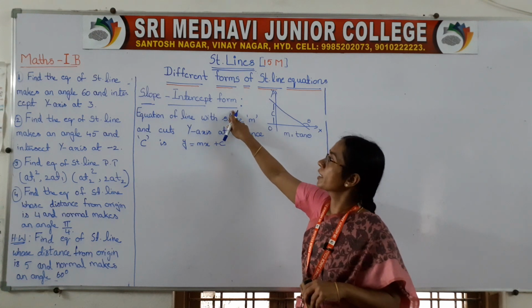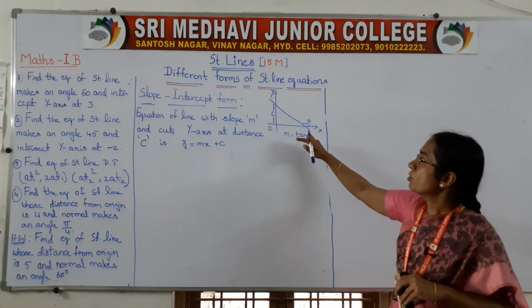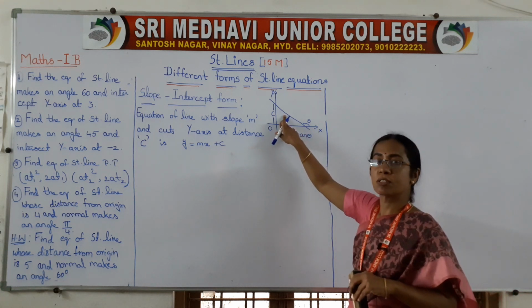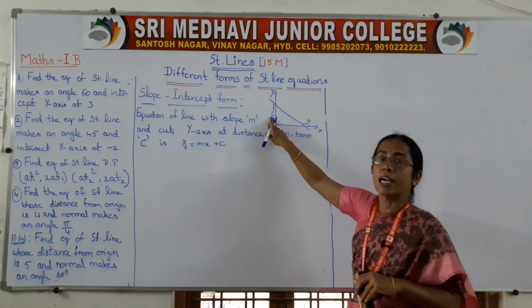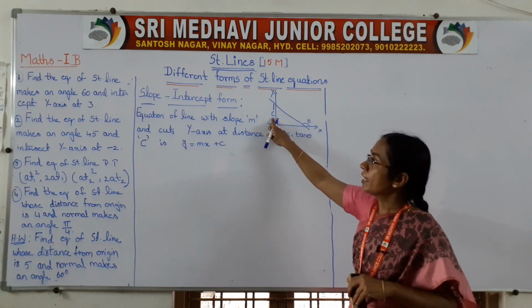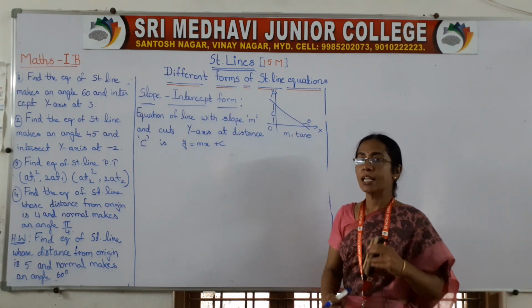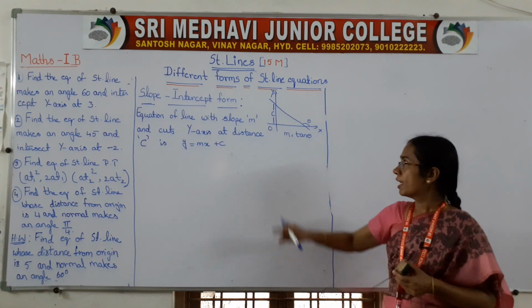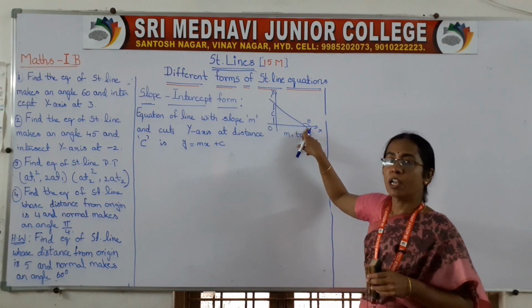Today's first topic is slope intercept form. When you know the line's slope and it cuts the y-axis at a distance c, then we take the slope intercept form of the line equation. If this is your line, its slope we already know.